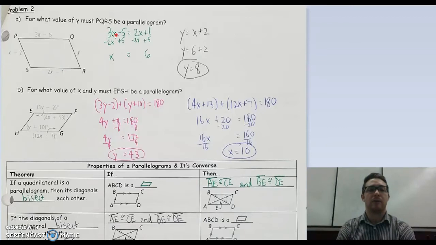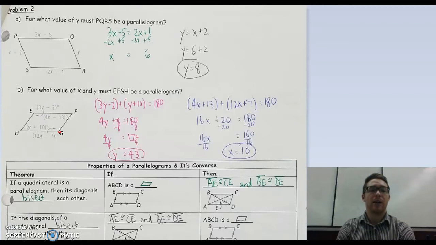So if I set that up so that the top is equal to the bottom, I can solve and get that x is 6. And then if I substitute 6 plus 2, that tells me that y is going to be 8. So same kind of idea here, although we're using a different property.